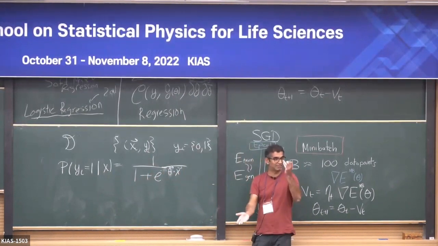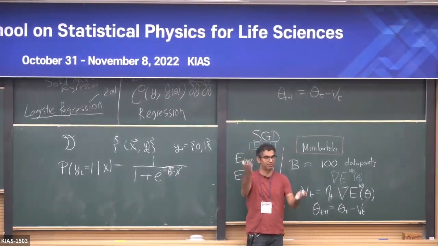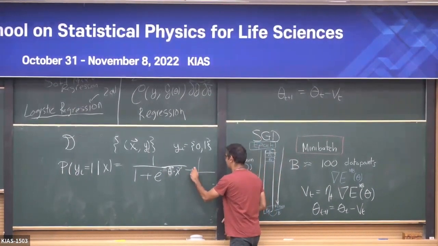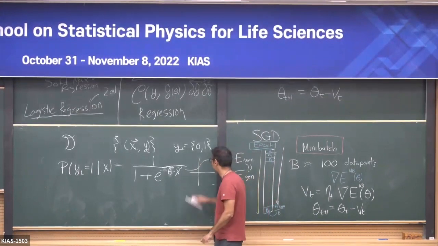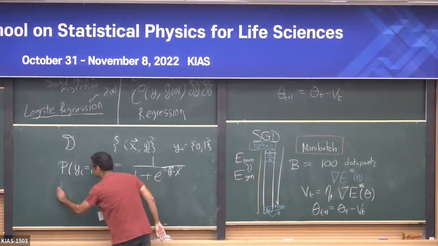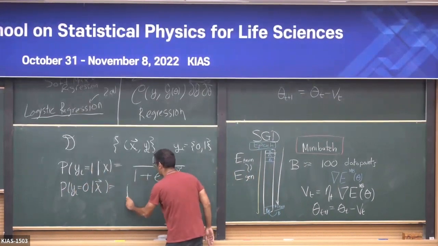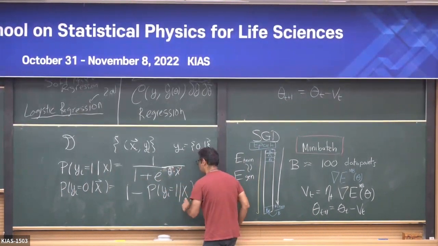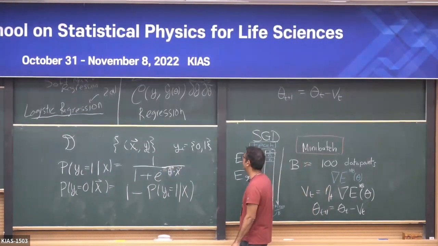Many of you will recognize this as a Fermi function. It's just a two-level system, and this theta is the difference in the energies of the two levels. What does this function look like? It kind of looks like this, right? It's a Fermi function. It's a sigmoid. And of course, the probability of yi equals 0 is just 1 minus the probability of yi equals 1 given x. So this is how I define it.